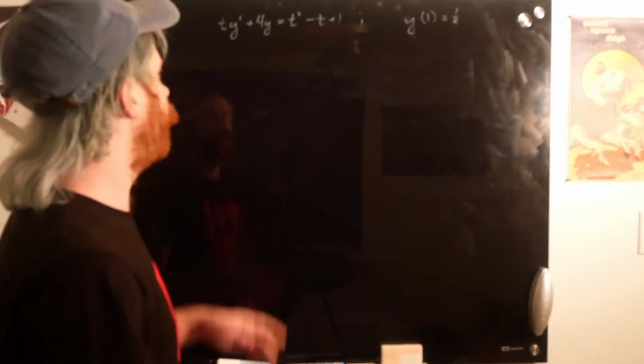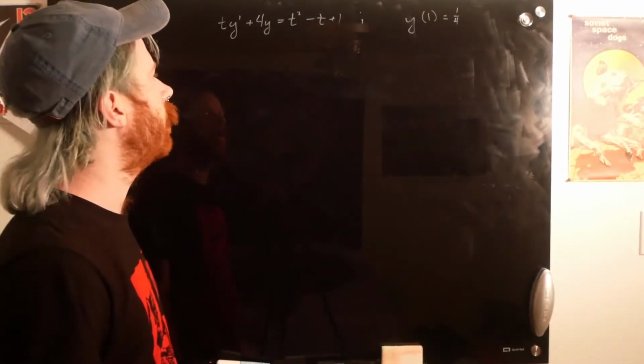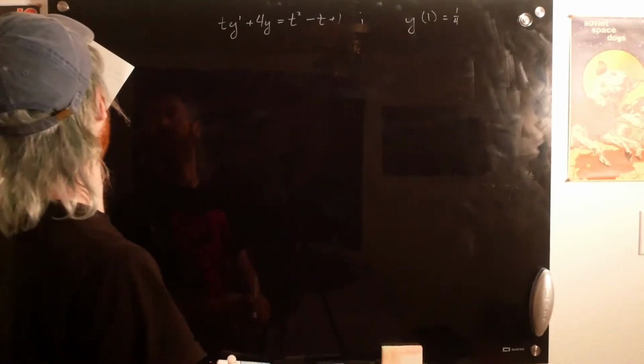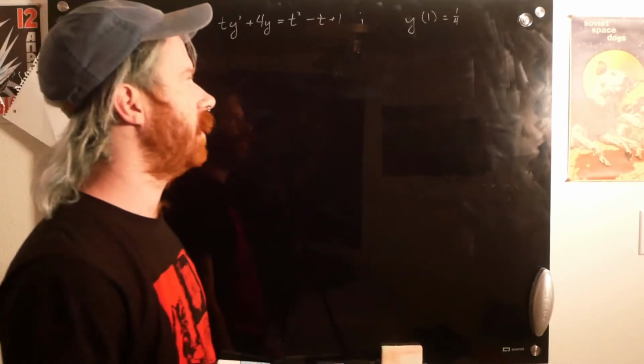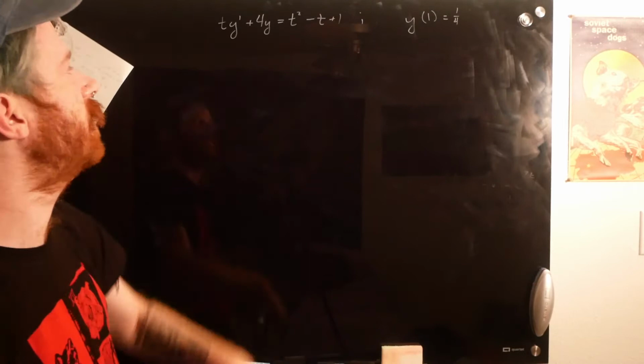I got another problem for you here. So we have t y prime plus 4y equals t squared minus t plus 1. Our initial value is y of 1 equals 1 over 4. So this t in front is going to mess us up, right? You can't have a t out front and then define mu and g of t, because that's not how it works. So we're going to divide everything in this equation by t.